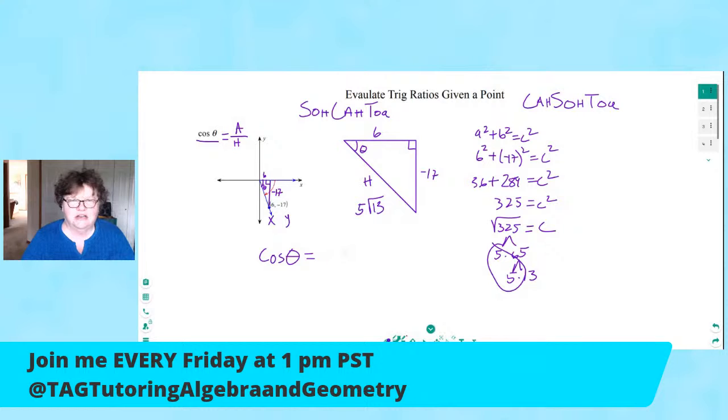So adjacent side on the triangle, that would be adjacent. Negative 17 would be opposite, right? So the side that makes up the angle, the other side that makes up the angle, is the adjacent, right? So we're going to go 6 over 5 root 13.